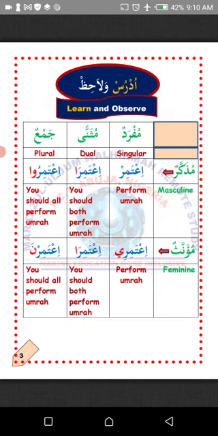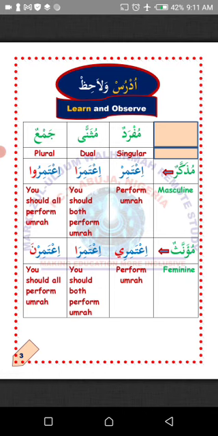MashaAllah. Udrus, learn, walahis, and observe at the same time. Mufradun, singular. Muthanna, dual. Jam'u, plural. Mufrad, singular, is a word in Arabic that means only one. Muthanna, dual, is a word in Arabic that means only two. Jam'u, plural, is a word in Arabic that means more than two, from three upward. Plurality in Arabic starts from three upward, unlike English, where it starts from two upward.